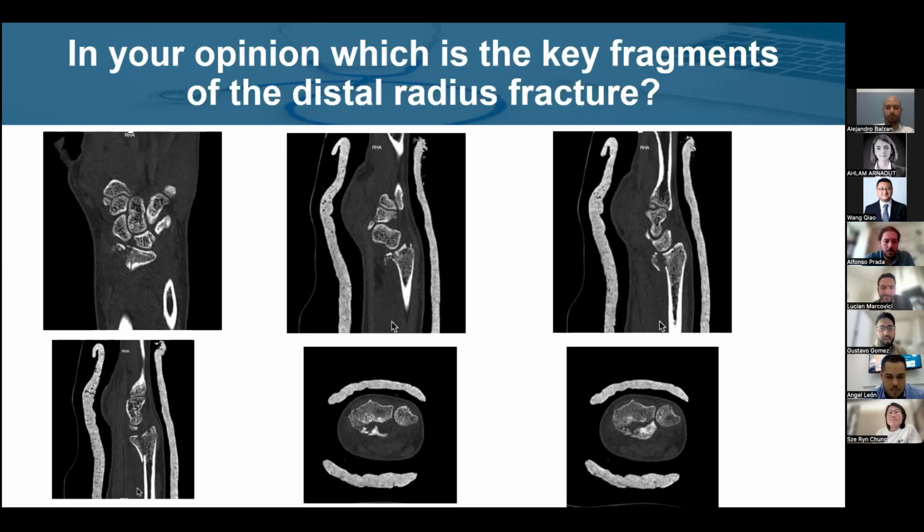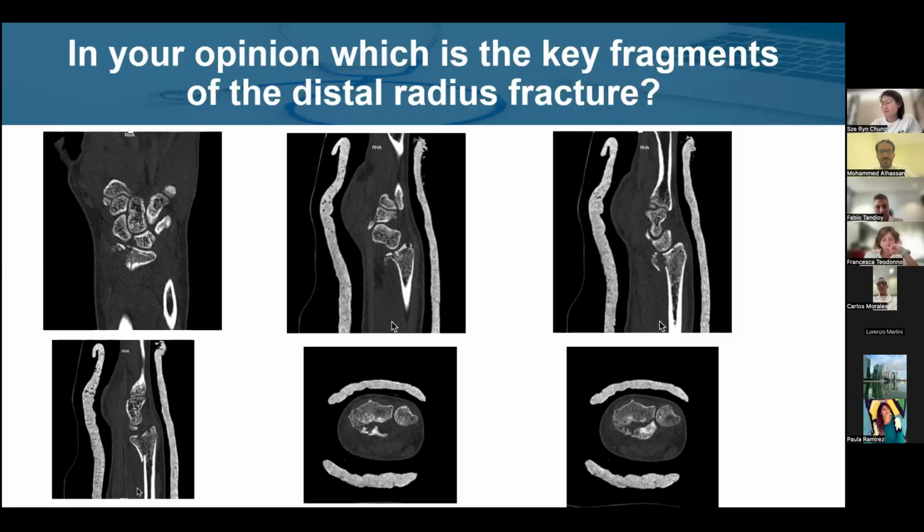Great. Carlos Morales, how are you doing, my friend? What do you think in this case? How do you plan your surgery? What do you see in this CT scan before planning your surgery? Yeah, same thing that you say. I think the main fragment is the ulnar fragment, but also the radial volar fragment is for me a key fragment.